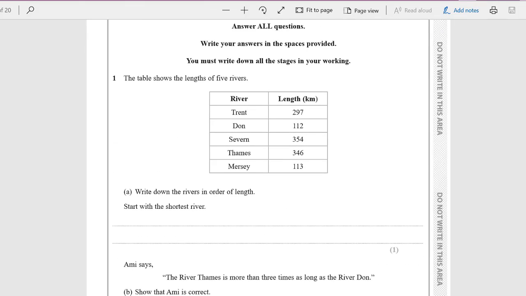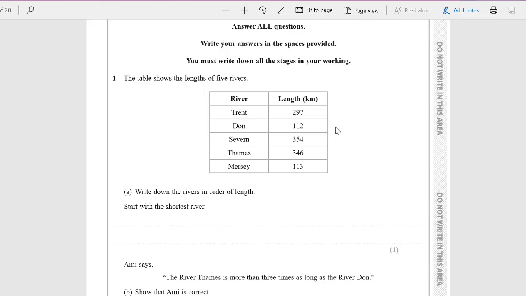So question 1. The table shows the lengths of 5 rivers. Here are your rivers and there's the lengths. So write down the rivers in order of length. Start with the shortest river. So essentially your task here is just to read off the graph.